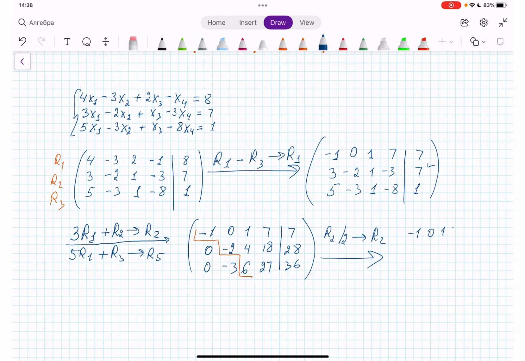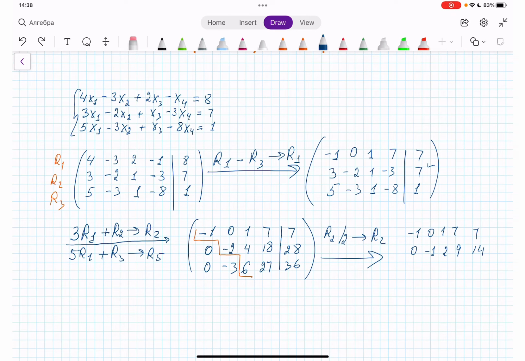0, 1, 7, 7. Second one, we are going to divide by 2, and it's going to be 0, negative 2 by 2, negative 1, right? And then 4 divided by 2 is 2, and what else? 18 by 2 is 9, and 28 by 2 is 14. Yes?